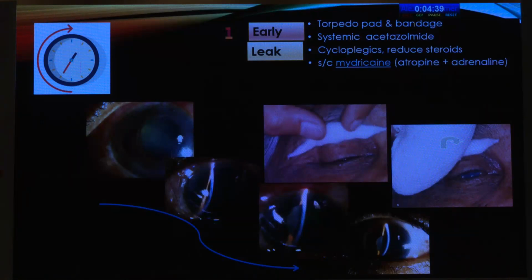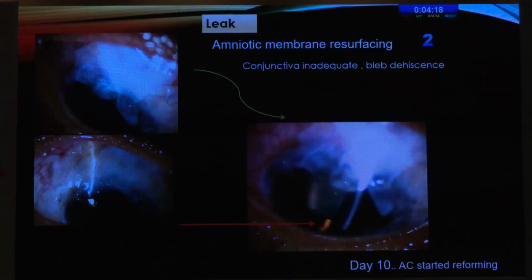So the first one is a very simple thing. If you have an early leak, always try this very simple maneuver of a torpedo bandage. Try systemic acetazolamide, always give a cycloplegic. I put atropine ointment, or sometimes we use something called Midrican, which is atropine plus adrenaline, and we put an ointment and we put this torpedo bandage on the patient's eye while the patient is looking down so that the bleb is covered. It usually resolves.